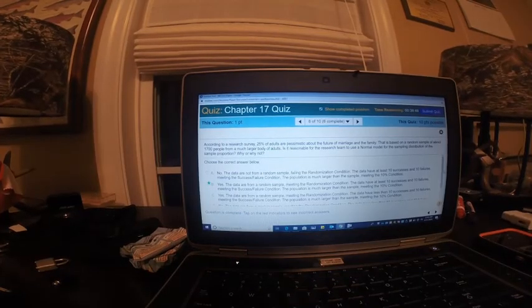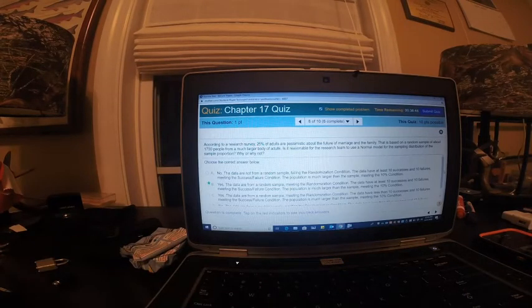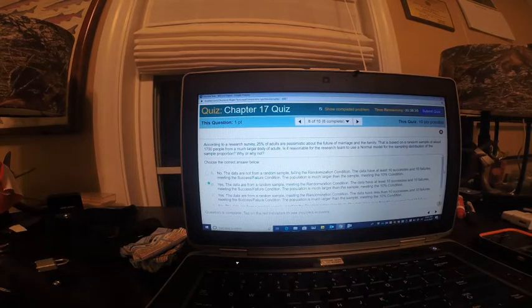8 says, according to a research survey, 25% of adults are pessimistic about the future of marriage and the family. That is based on a random sample of about 1,700 people from a much larger body of adults. Is it reasonable for the research team to use a normal model for the sampling distribution of the sample proportion? Why or why not? Okay, so the answer here should be yes.